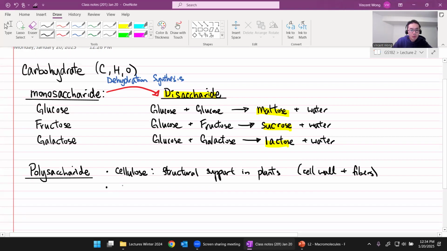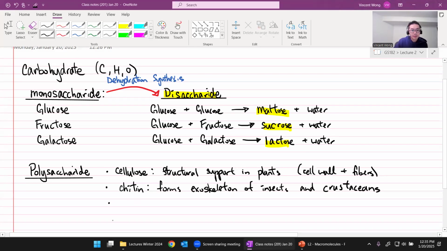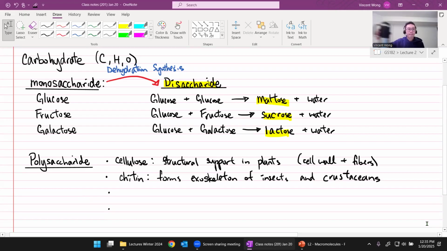We have another one, which is chitin. This is a modified glucose monomer with a bit of nitrogen, and this forms the exoskeleton of insects and crustaceans like crabs, lobsters, that kind of stuff. There are two more. Anybody remember? What are some additional polysaccharides that we learned about?